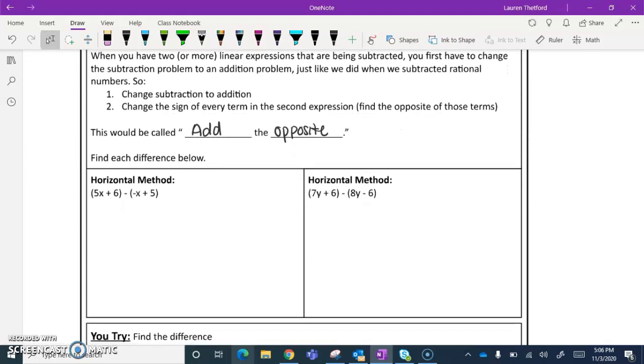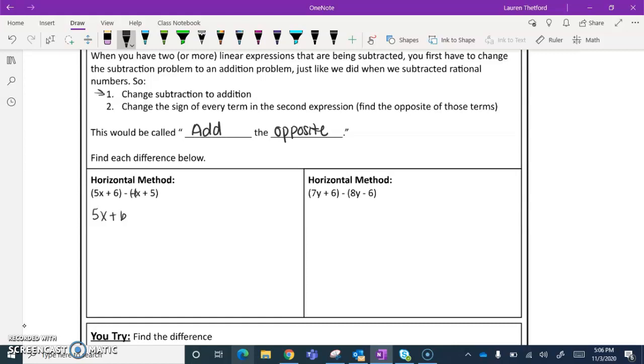All right, so we're going to do 2 examples before I send you on your way to try your own. So we have the quantity 5x plus 6 minus the quantity negative 1x, because remember there's a 1 in here, negative 1, plus 5. There's nothing we can do in this first expression, so we are going to drop those parentheses and just rewrite it as 5x plus 6.